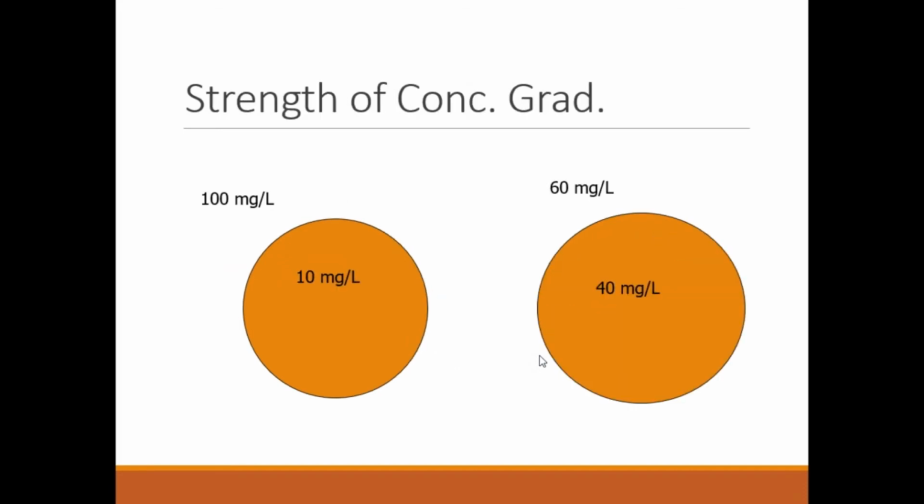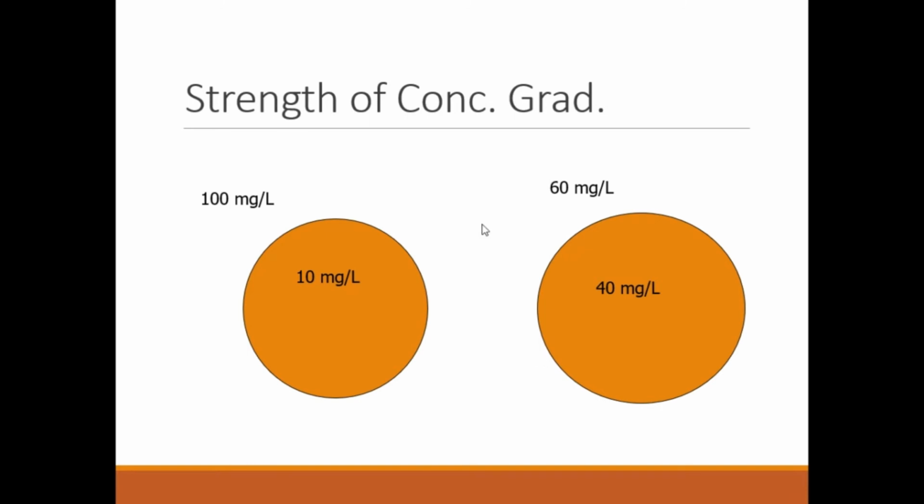The next variable that becomes intricately related with the previous two is the strength of the concentration gradient. Now here is our general rule. The stronger the concentration gradient, the higher the rate of transport. The stronger the concentration gradient, the higher the rate of diffusion. I guess I should say more specifically, not just transport. We're talking about diffusion.